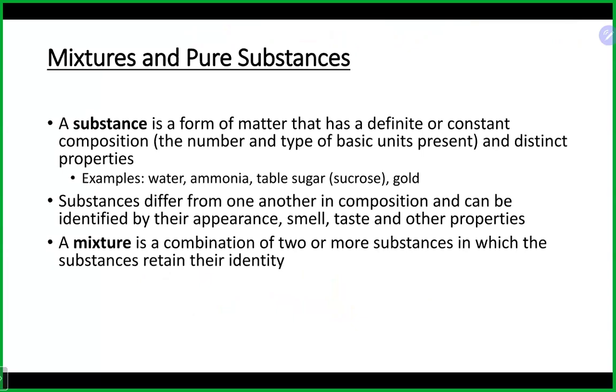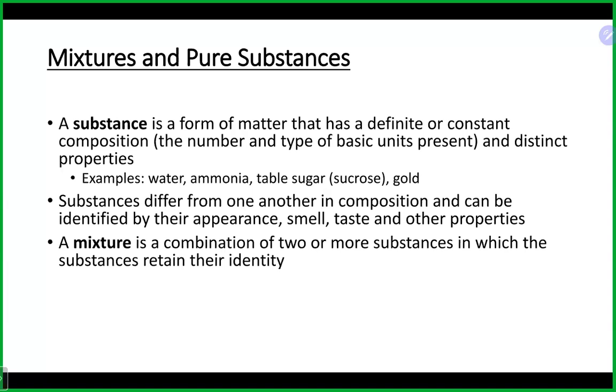The next thing we're going to talk about are mixtures and pure substances. So a substance or a pure substance is basically a form of matter that has a definite composition. The number and types of units present have distinct properties. So things like if you had pure water, it should all be water. It should all be fundamentally H2O. If you had ammonia, table sugar, or gold, these are all pure substances.